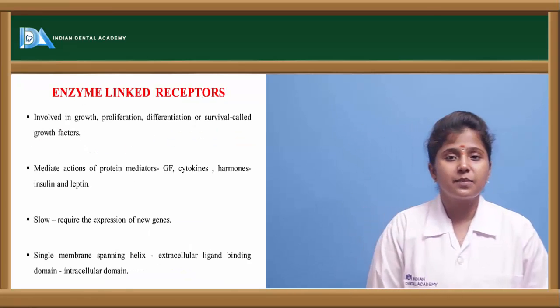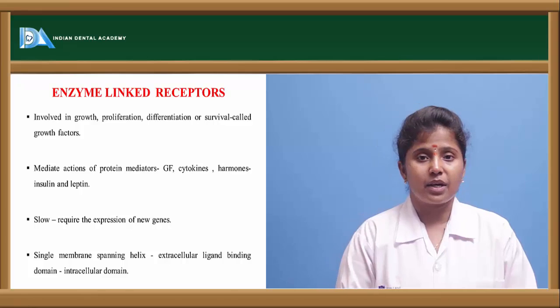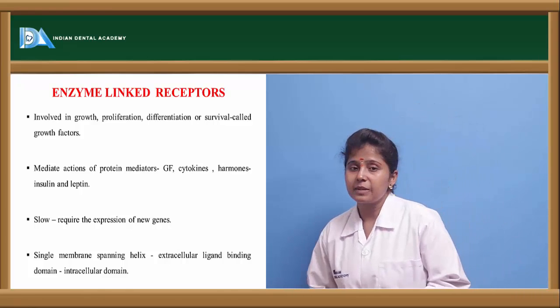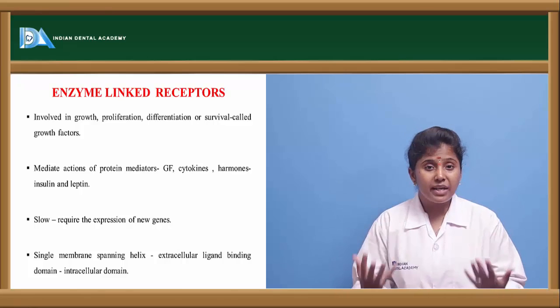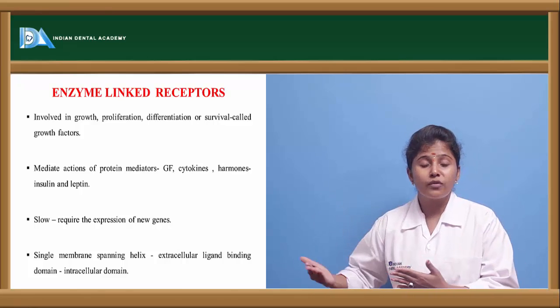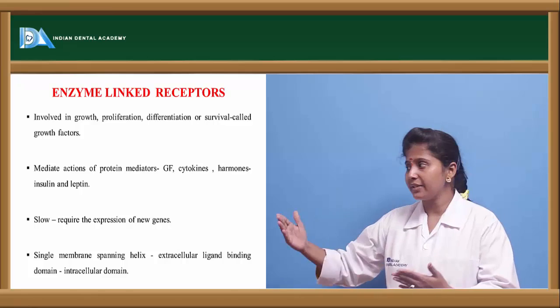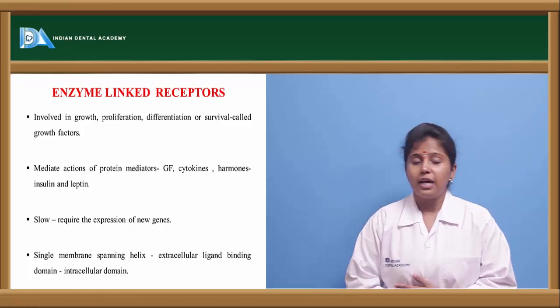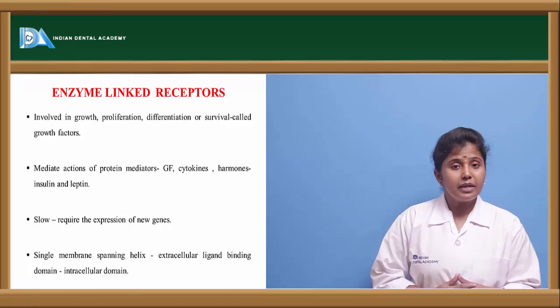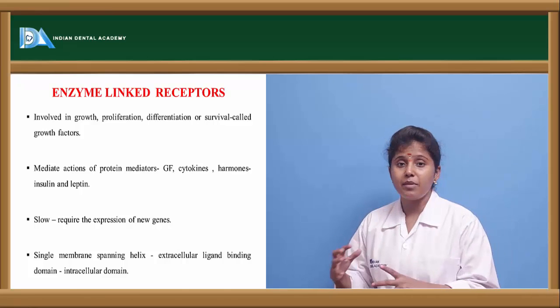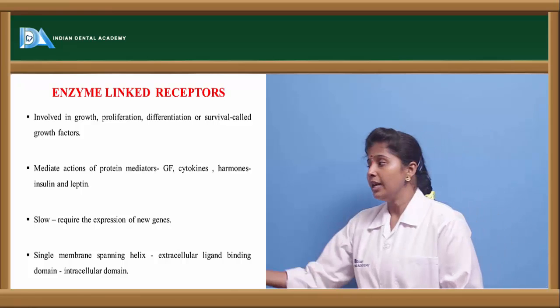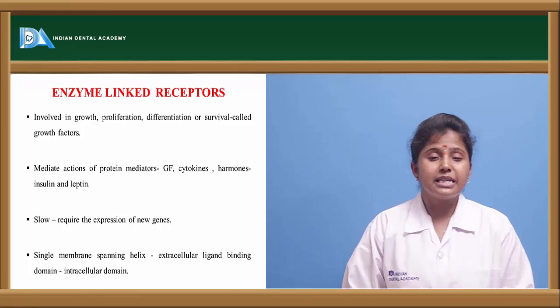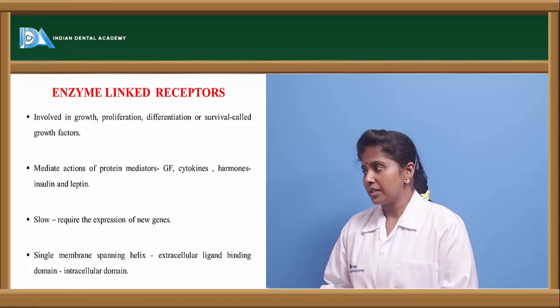The other type of receptors are enzyme linked receptors. These enzyme linked receptors are involved in various types of mechanisms like growth. They help in growth, proliferation, that is cell division, and differentiation. And there are various chemical mediators, like cytokines, hormones, insulin and leptin. All these mediate the action of these receptors.